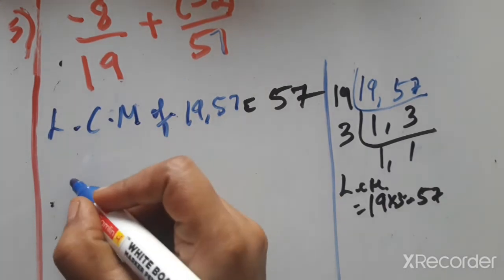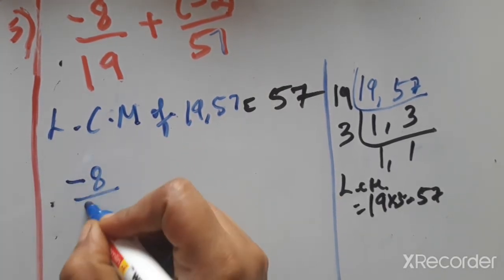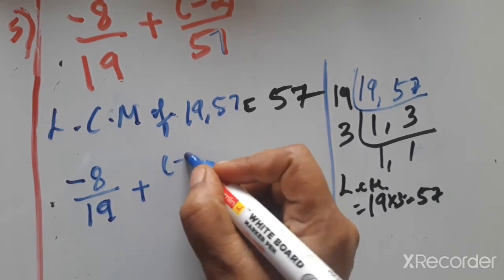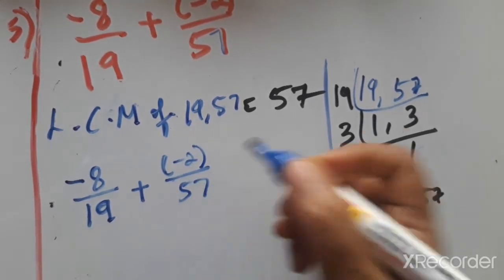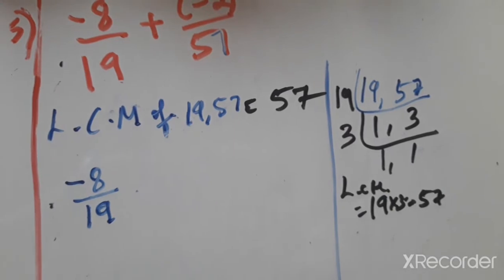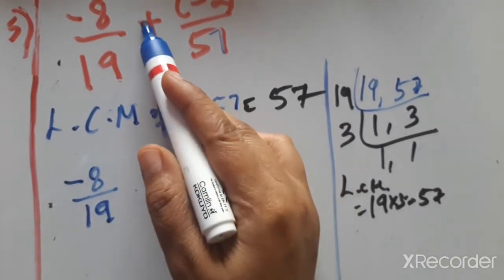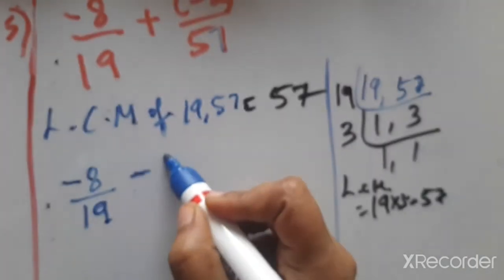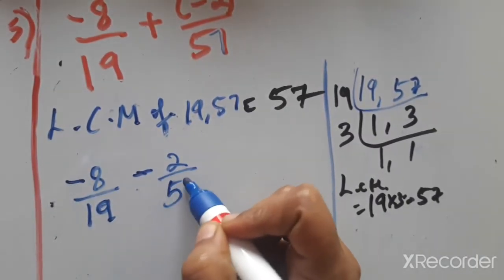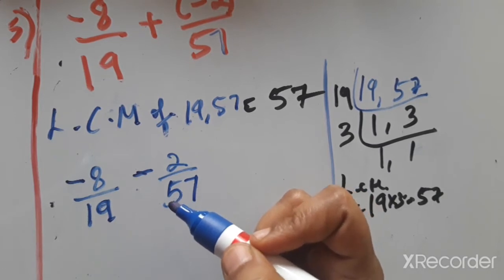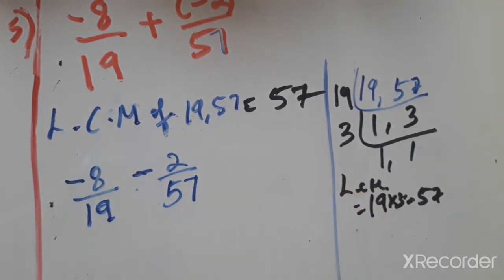Now write the question as it is once again: minus 8 by 19 plus minus 2 by 57. Or you can simplify and write it now. Here itself you can simplify the symbol. Minus 8 by 19. Plus into minus will become minus only, 2 by 57. The question has 57, yes. Minus 2 by 57. Now minus 8 by 19.